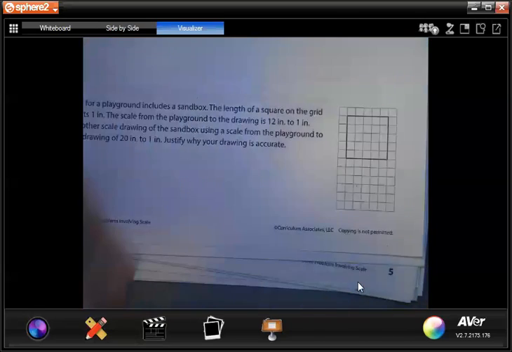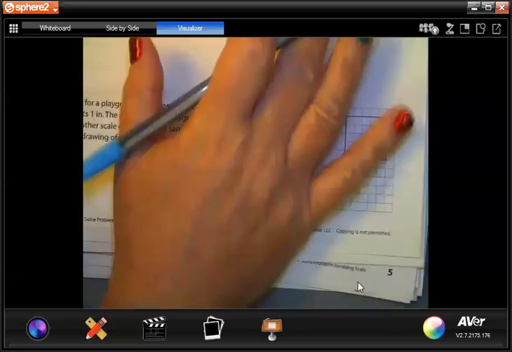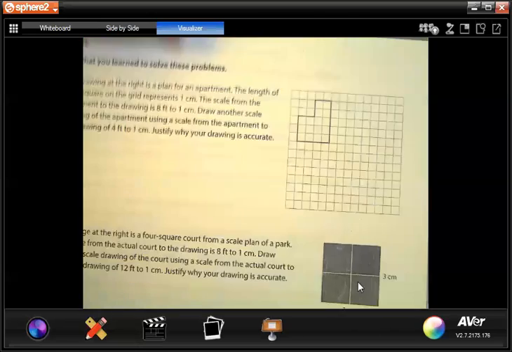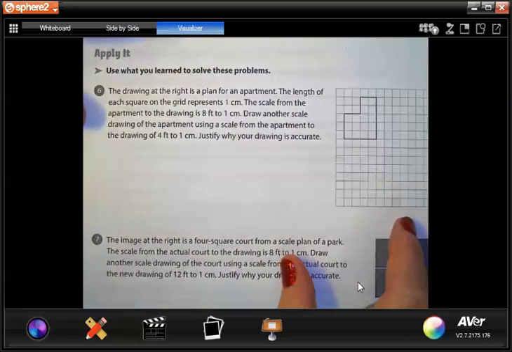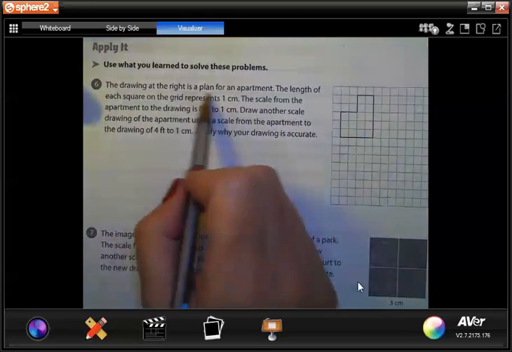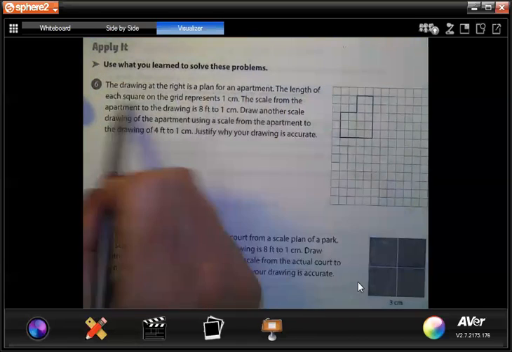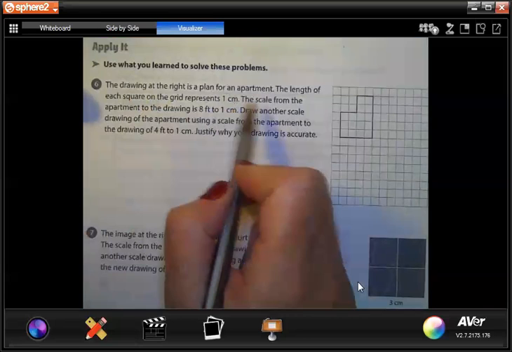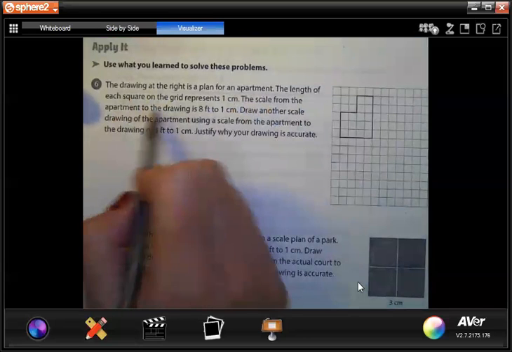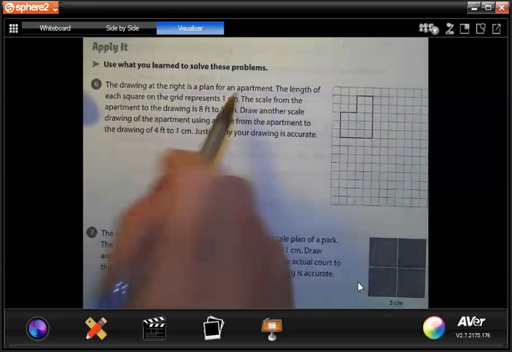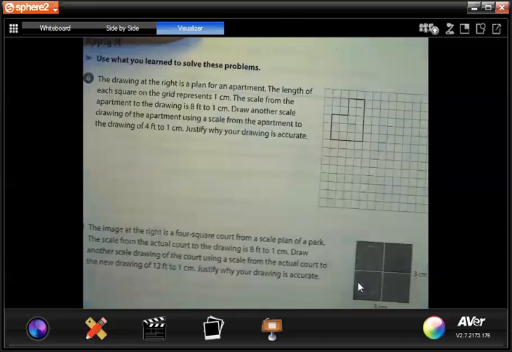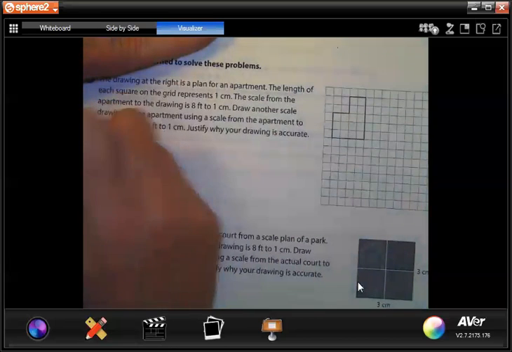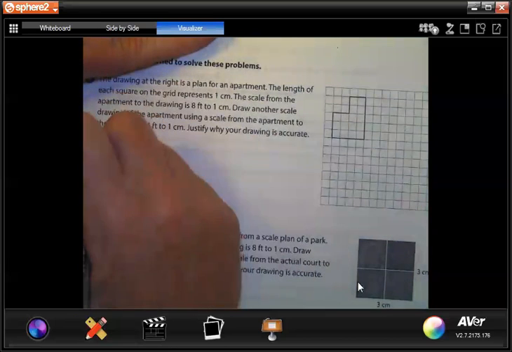now I want to take you guys and look at a couple more problems. Okay, so look at this. The drawing at the right is a plan for an apartment. The length of each square on the grid represents 1 centimeter. The scale from the apartment to the drawing is 8 feet to 1 centimeter. So the actual will be 8 feet to the drawing, which is 1 centimeter.